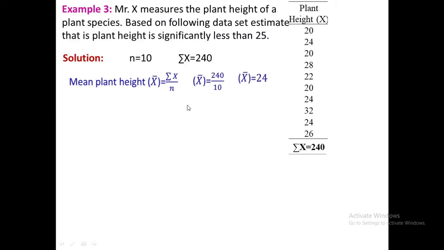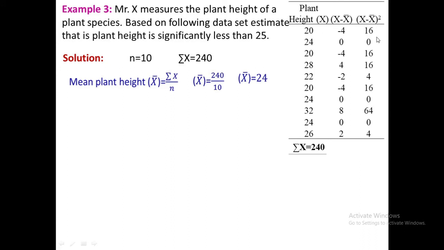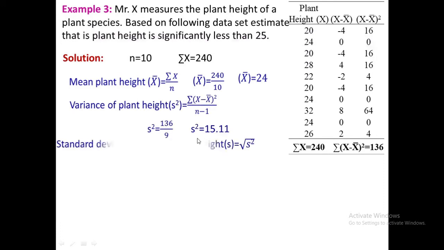In the next column, we will find the deviation of the individual value from the mean value, and then we can square these values, and the total of these squared deviations will be 136. With the help of these values, we can calculate the variance of the plant height, which will be equivalent to 15.11. We can also calculate the standard deviation of the plant height, which is the square root of variance, and the value for this will be 3.887.